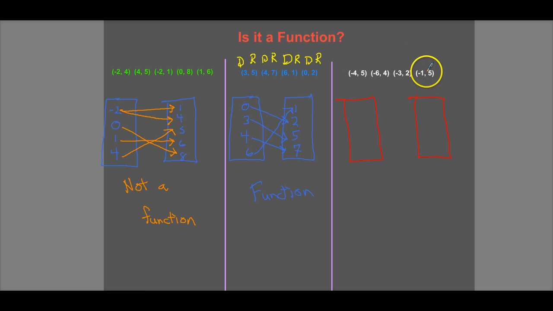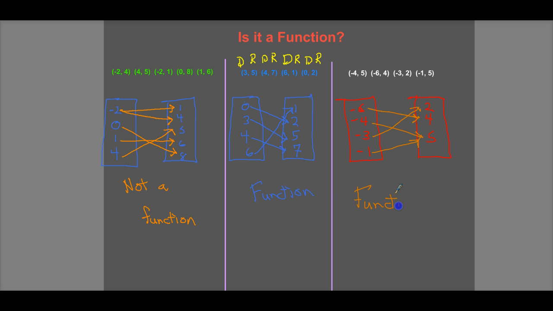Looking at my domain values, I have -6 is the smallest, -4, -3, and -1. And from my ranges, 2, 4, and 5. Sorry if the red bothers your eyes. It's starting to bother mine, actually. Should have thought about that. So -6 goes to 4. -4 goes to 5. -3 goes to 2. And -1 goes to 5. So in this case, this goes to one thing, this goes to one thing, this goes to one thing, and this goes to one thing. So this is a function.